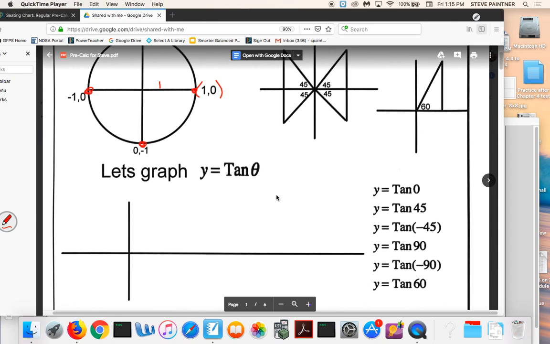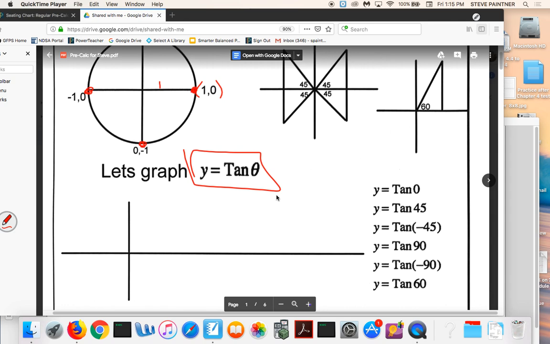Okay, so let's graph y equals tangent. It's going to look different. You guys are used to this, right? This is sine and cosine, right? Tangent looks different. All right, y equals tangent. First answer that question. What's y equals tangent of what? 0. I put it in degrees first. So if you look at 0 degrees, you're right here.